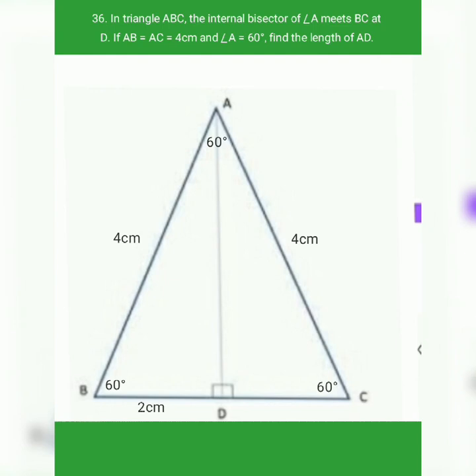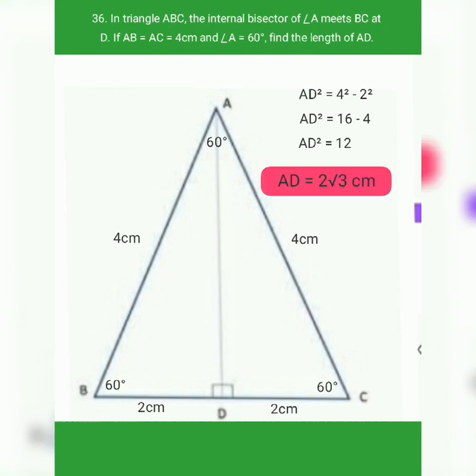And since there is a right triangle formed, we can use the Pythagorean theorem to find the length of AD. So AD squared is equal to 4 squared minus 2 squared. 4 squared is 16, while 2 squared is equal to 4. So AD squared is equal to 12, and the square root of 12 is equal to 2 square root of 3. Therefore, the length of AD is 2 square root of 3 centimeters.